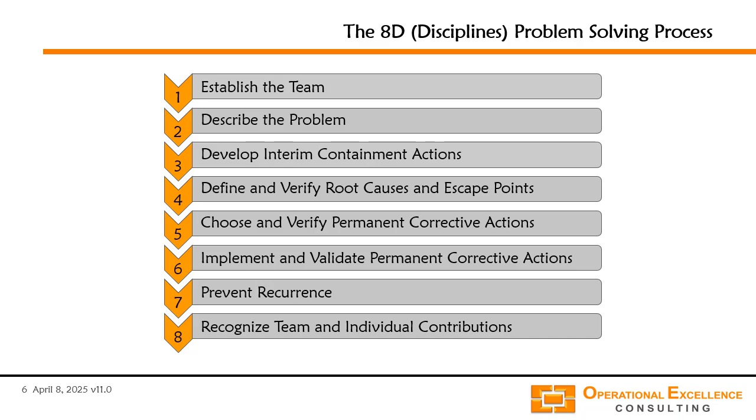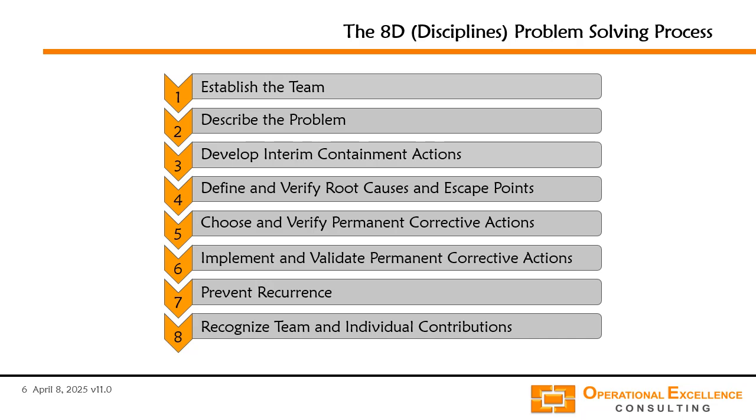Phase 3 is about developing interim containment actions. Interim containment actions help us to stop the bleeding. Is there something we should fairly quickly do to protect the internal or external customer from the symptom? This could include implementing a screening or inspection procedure, or purging the existing inventory and replacing it with a known good inventory.